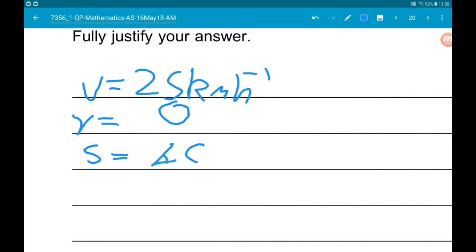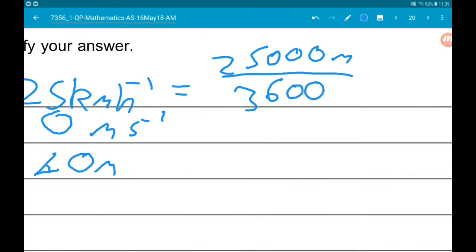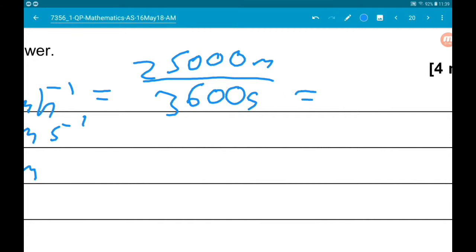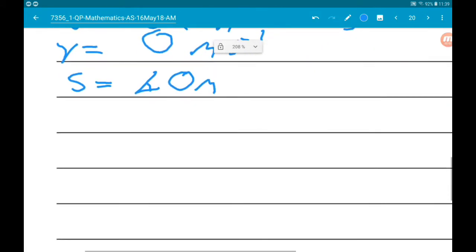Now, at this point, we want her velocities in meters per second. To turn her initial velocity into meters per second, well, 25 kilometers is 25,000 meters, and there are 60 times 60 seconds in an hour, which is 3,600 seconds. So that's going to give us 6.94 meters per second. Cool.